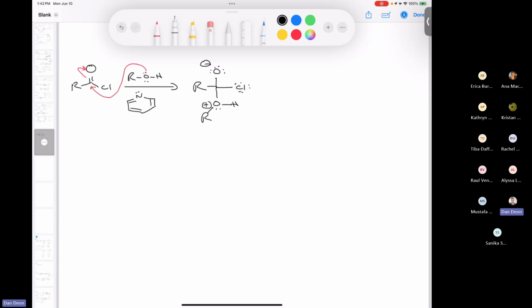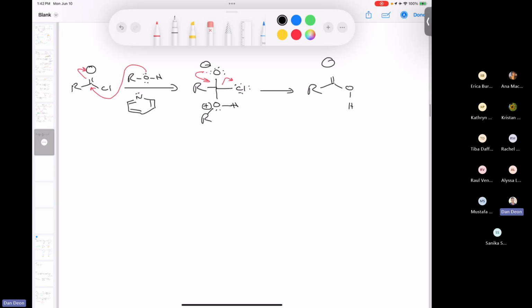The next step is going to be loss of our leaving group. So we're going to lose the chloride ion as our leaving group. And when we lose that chloride ion, we're going to end up with something that looks like this. So we still have a charge on this oxygen, and then we have the chloride ion over here.